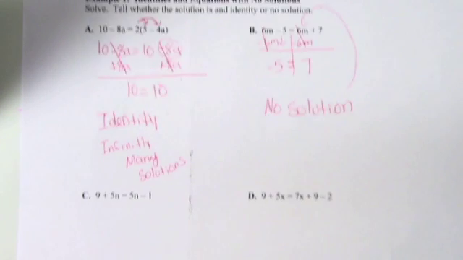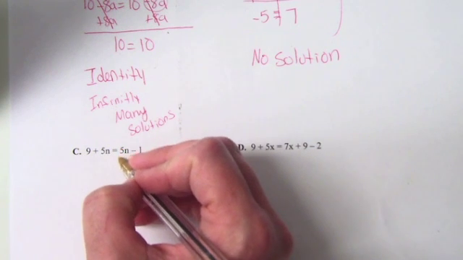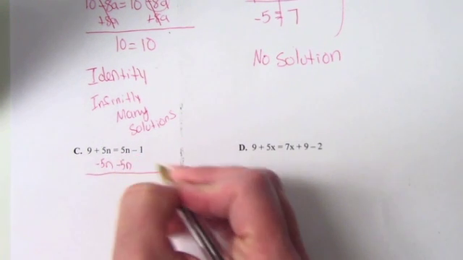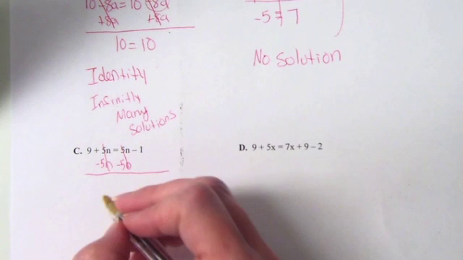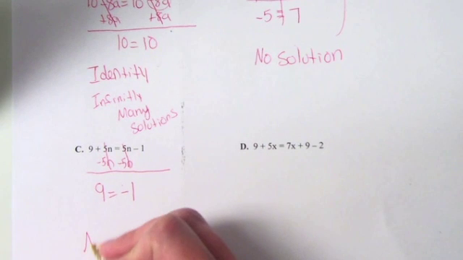All right, let's look at letter C. Letter C, let's go ahead and move. Let's see, we've got a 5n in here. We're going to subtract 5n from both sides. They cancel out, so we eliminate that variable, and we get 9 equals negative 1. So again, this one is no solution.